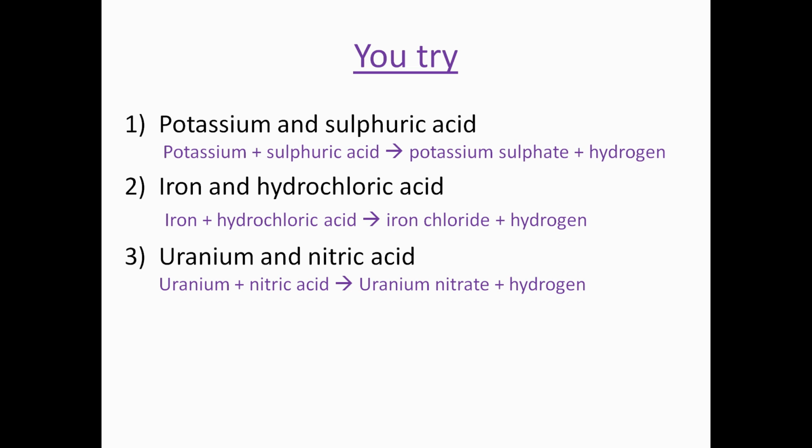Here are the answers then. Potassium plus sulfuric acid makes potassium sulfate and hydrogen. Iron plus hydrochloric acid makes iron chloride and hydrogen. Uranium plus nitric acid makes uranium nitrate and hydrogen.